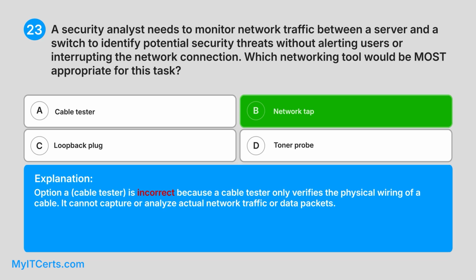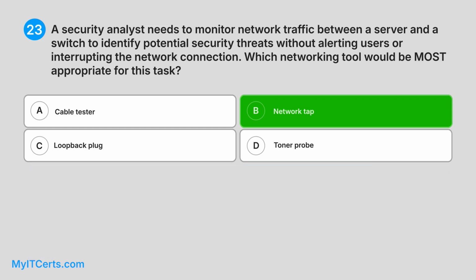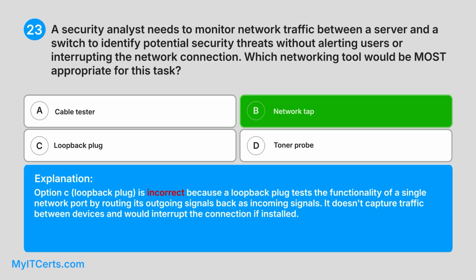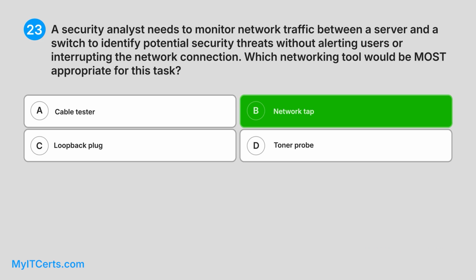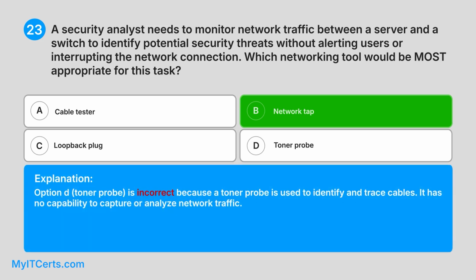Option A, cable tester, is incorrect because a cable tester only verifies the physical wiring of a cable. It cannot capture or analyze actual network traffic or data packets. Option C, loopback plug, is incorrect because a loopback plug tests the functionality of a single network port by routing its outgoing signals back as incoming signals. It doesn't capture traffic between devices and would interrupt the connection if installed. Option D, toner probe, is incorrect because a toner probe is used to identify and trace cables. It has no capability to capture or analyze network traffic.